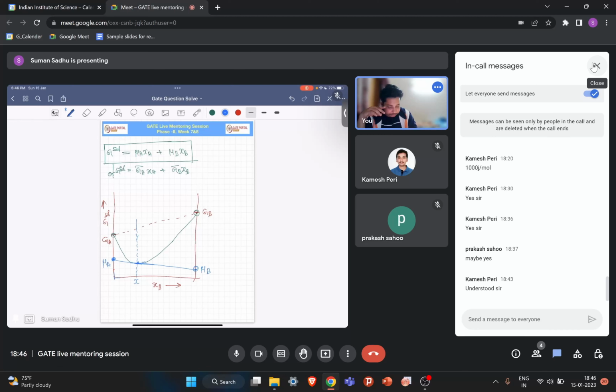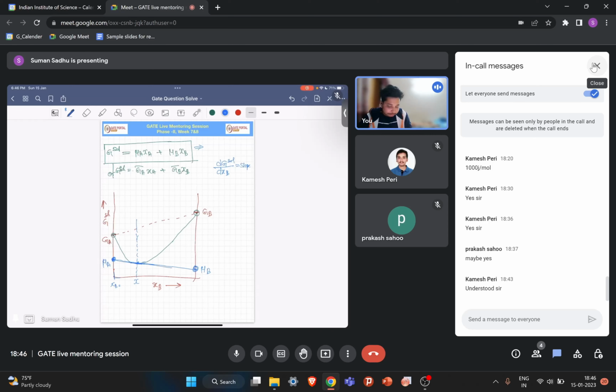It is cutting at xB equal to 0, that means at the pure A side. So this will be mu A and this will be mu B. How this is coming, I will show you. These are the equations for your G of solution, and this is the slope. Slope means dG of solution by dxB.